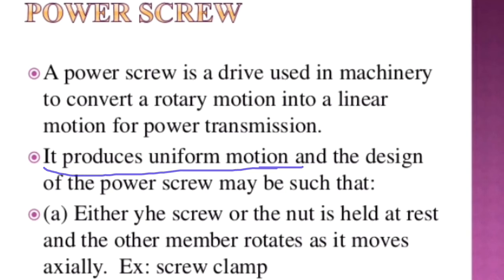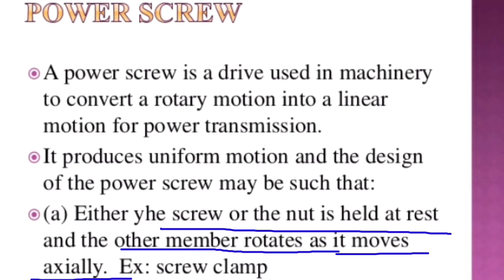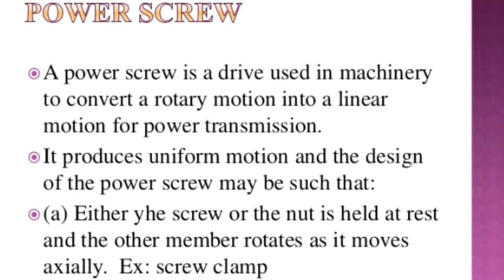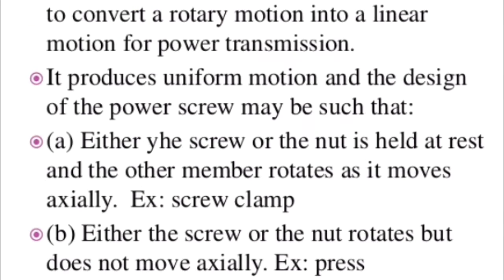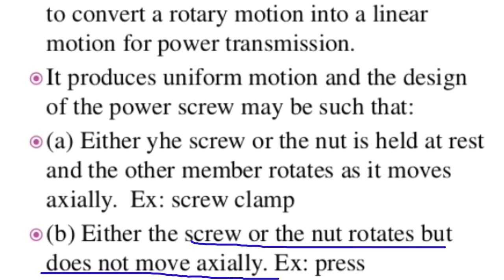When we discuss the design of power screws, they are majorly of two types. First, either the screw or the nut is held at rest and the other member rotates as it moves axially. The best example for this type is the screw jack. The next type is where either the screw or the nut rotates but does not move axially. The best example for this type of power screw is presses. Next we are going to discuss types of power screws.